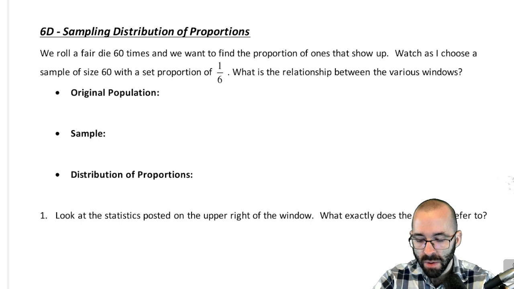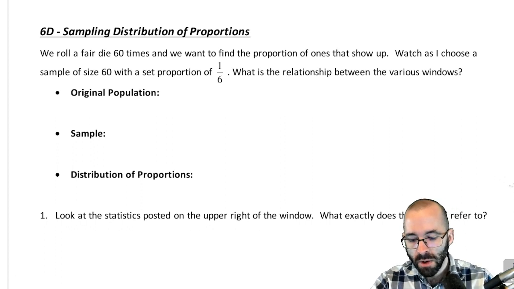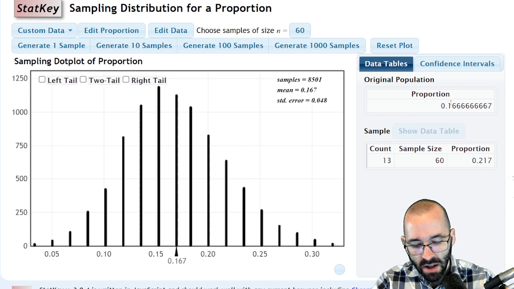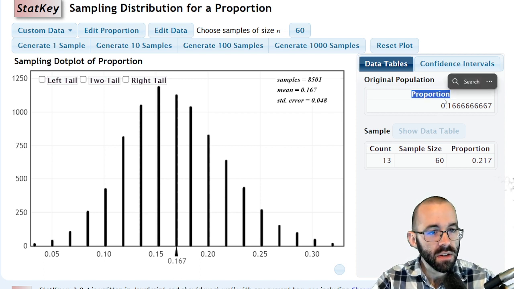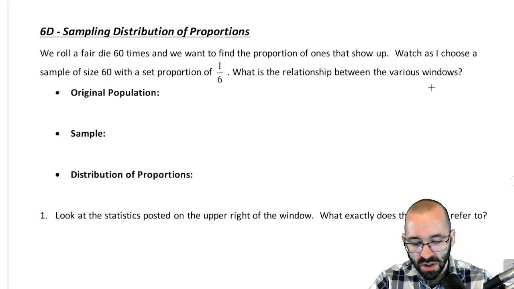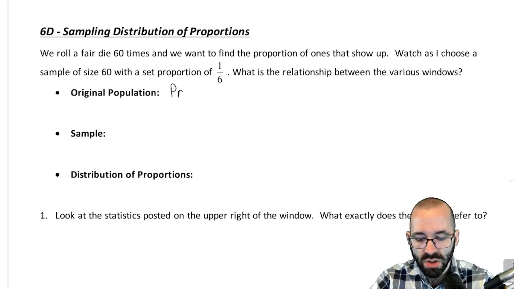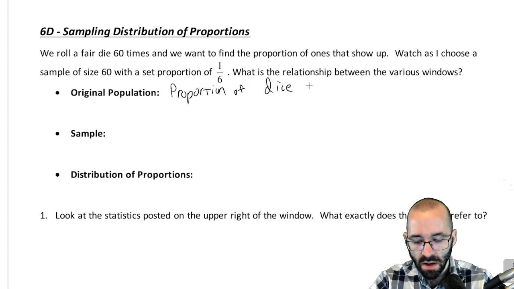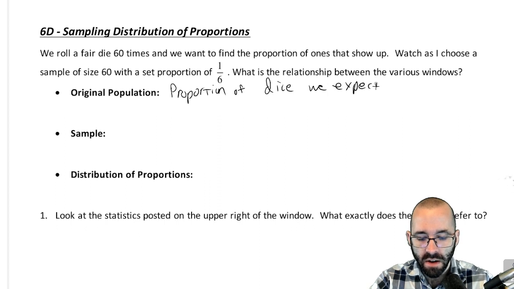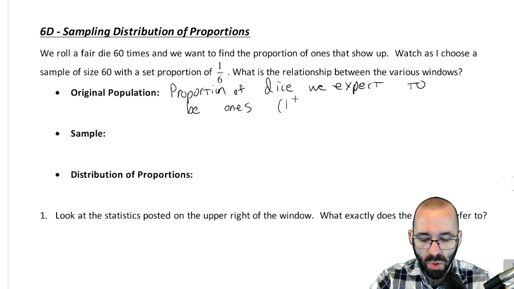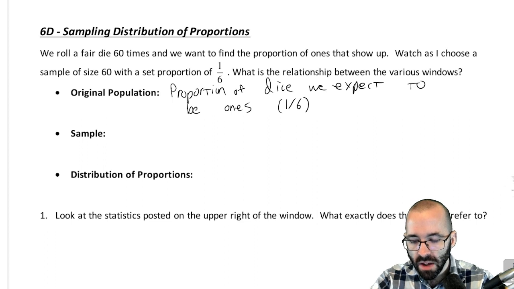So let's write some notes about what we're seeing. As we do this, the original population is over here. What is the population proportion? Well, the original population, that's going to be the proportion of dice we expect to be ones. And again, this proportion is 1/6 for us. And specifically, of single dice.